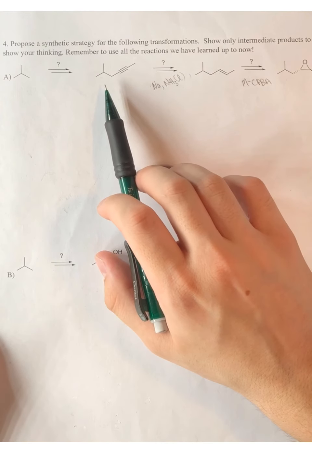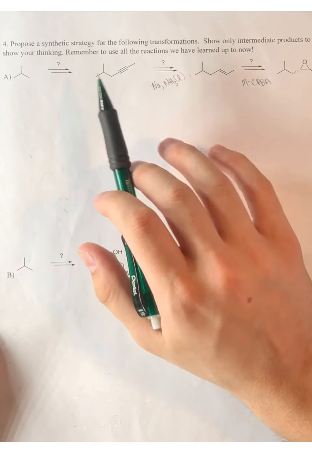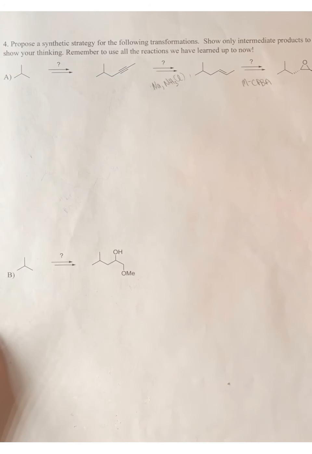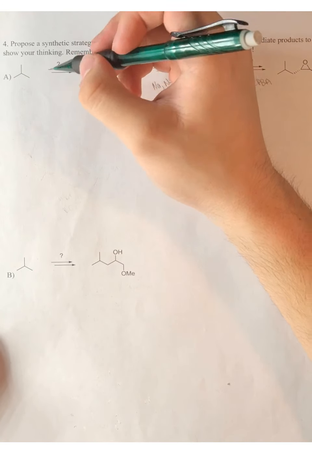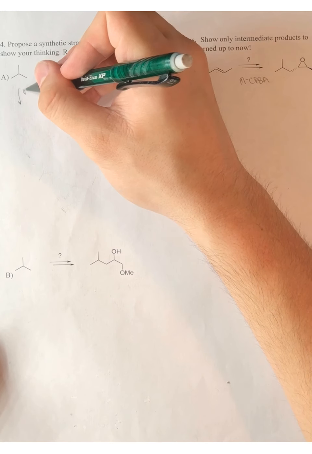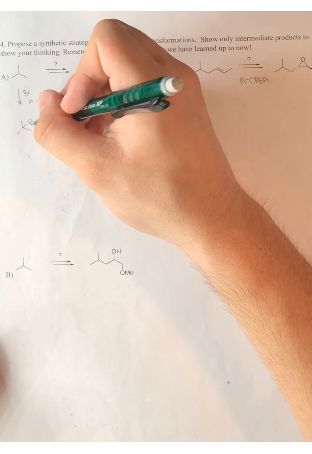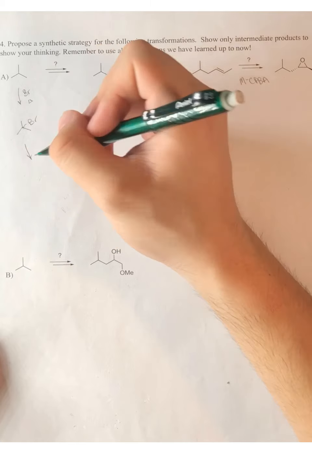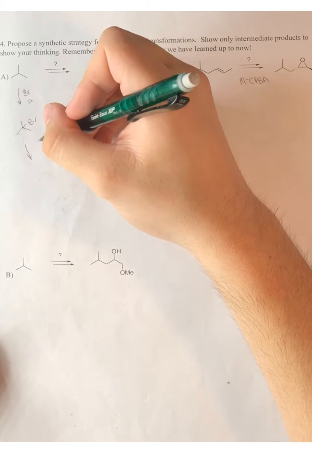Now here, it might be hard to think of a way just by looking at these two structures, how to get from here to here. But here, notice that we can add bromine plus heat to it. If we add bromine plus heat, we should get this intermediate. Now what we want to do is get rid of the bromine with a base, and any base should do so, but I like to use bulky bases.